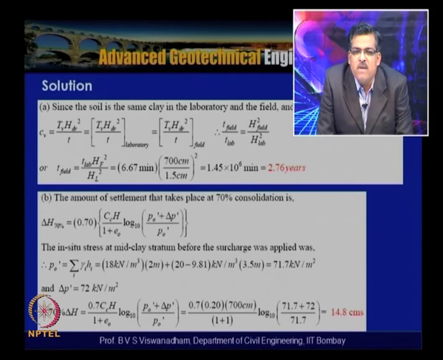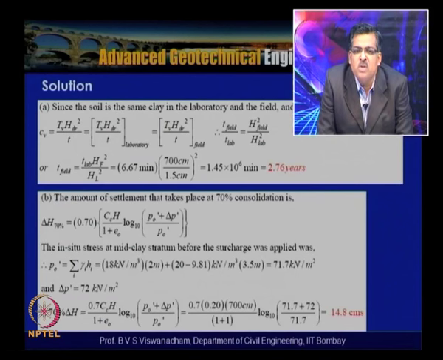So, time factor Tv is equal to Cv t by H square. So, we can write Cv is equal to Tv Hdr square by t, and because Cv in the laboratory is equal to Cv in the prototype, in the field, they are the same. So, Tv Hdr square by t laboratory is equal to Tv Hdr square by t field. So, with that what we get is t field by t laboratory is equal to H field square by H laboratory square. So, t field can be obtained as t lab into Hf square by Hl square.